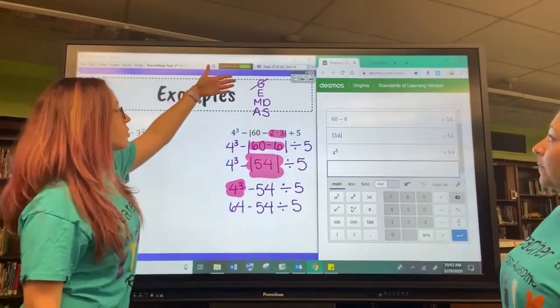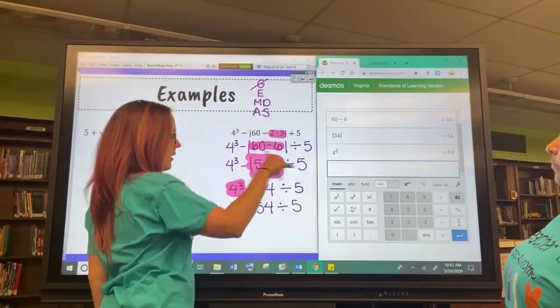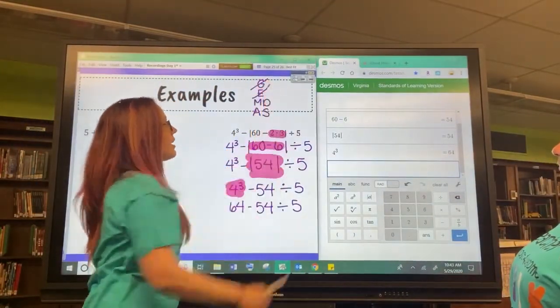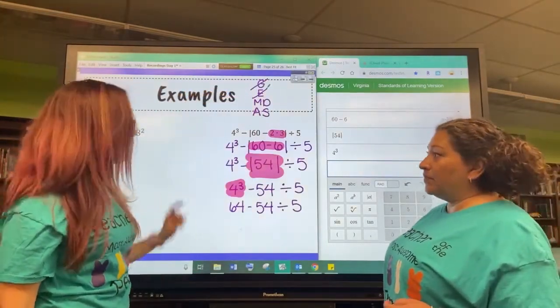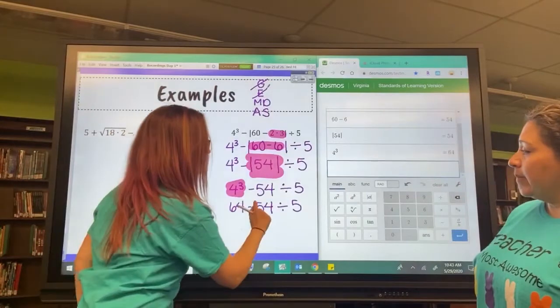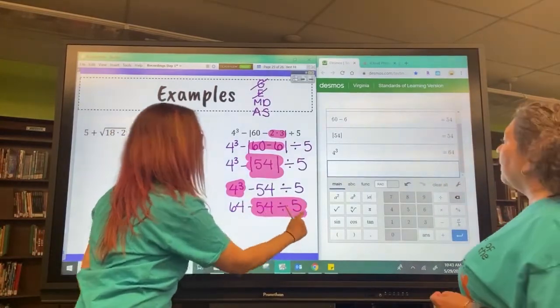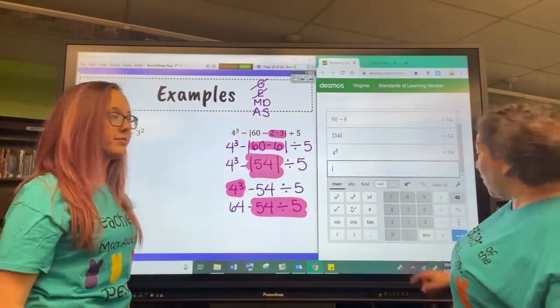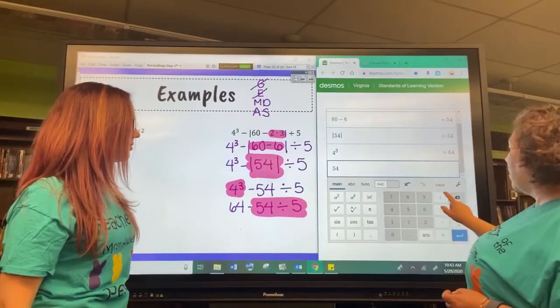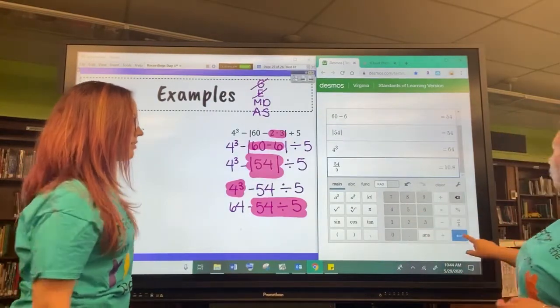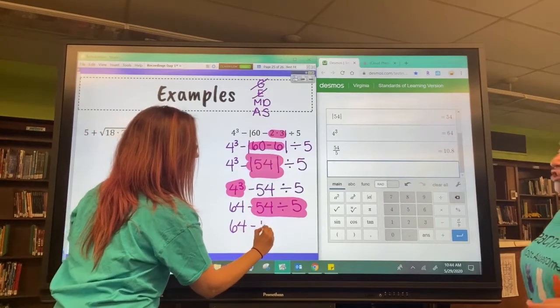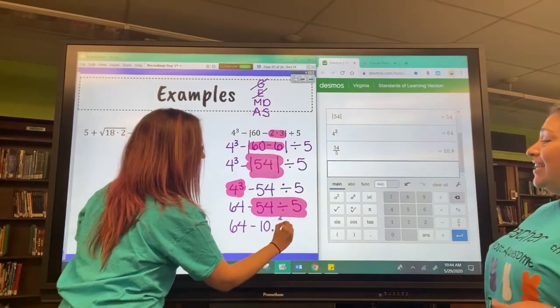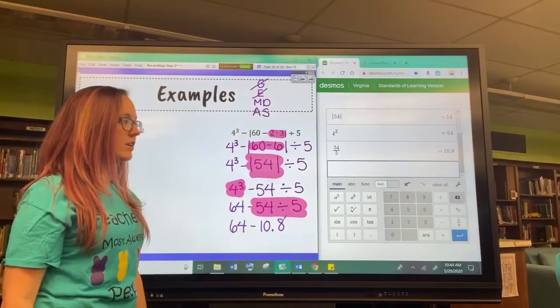Okay, now let's go back to our list. I have no more exponents, so I can get rid of that. Then I'm going to look for multiplication or division, and I have division right here. And she looked left to right. So we're going to do 54 divided by 5, which gives us 10.8. So she's writing 64 minus 10.8.